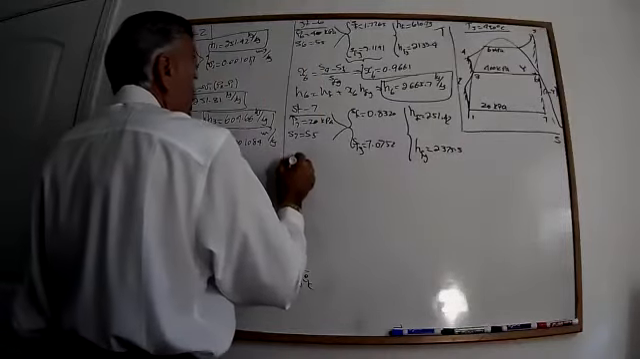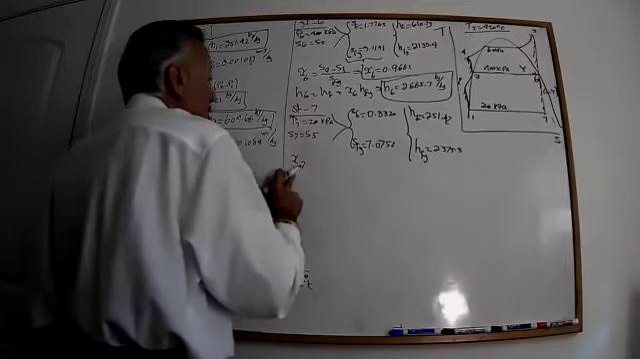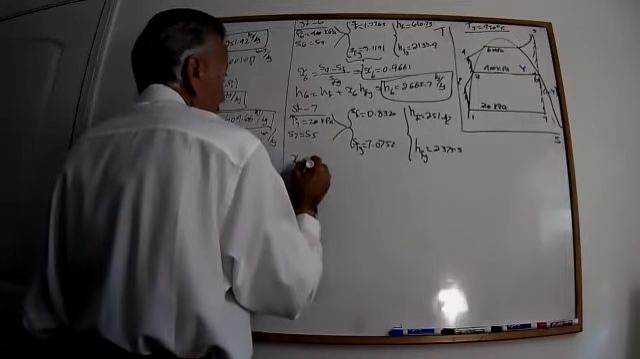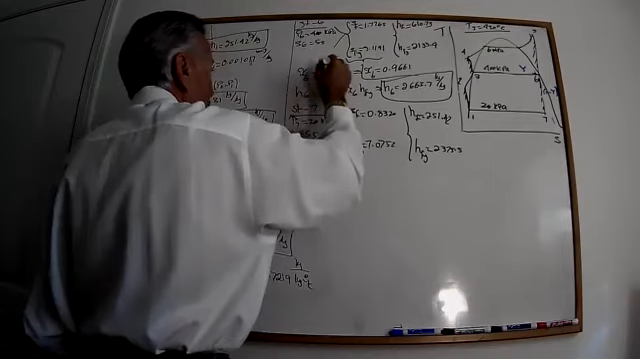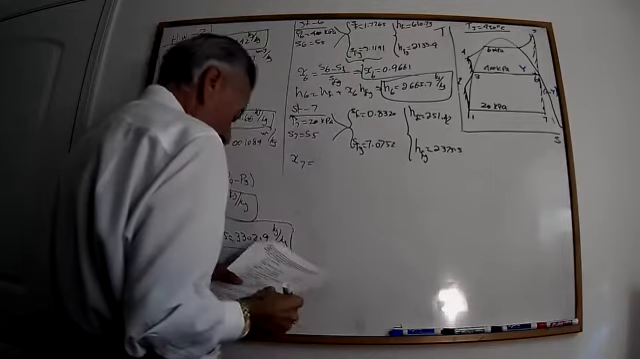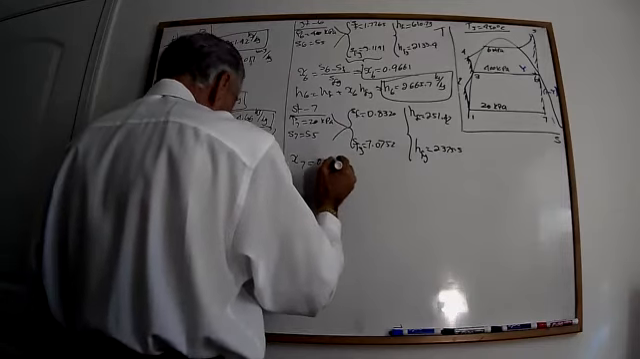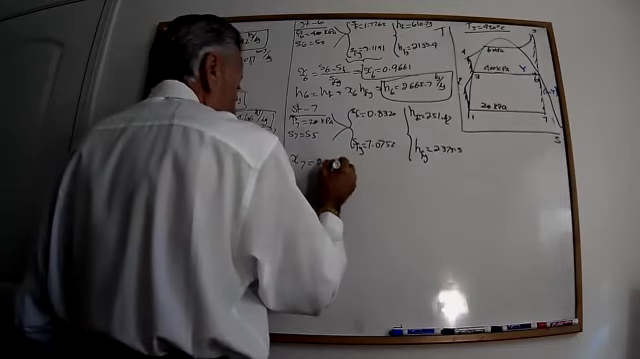Now, in this case, we're going to use the same equation to find X7. So if you plug everything in, we find the value of X7 to be 0.8325.